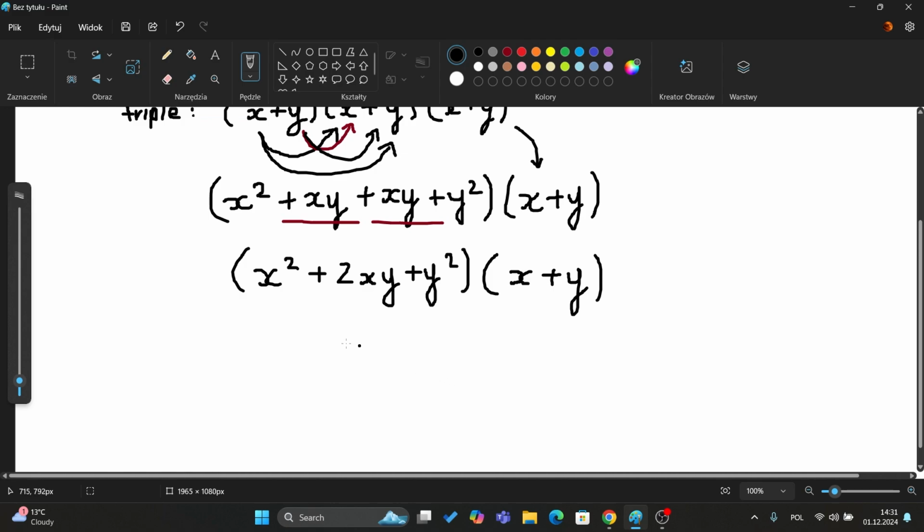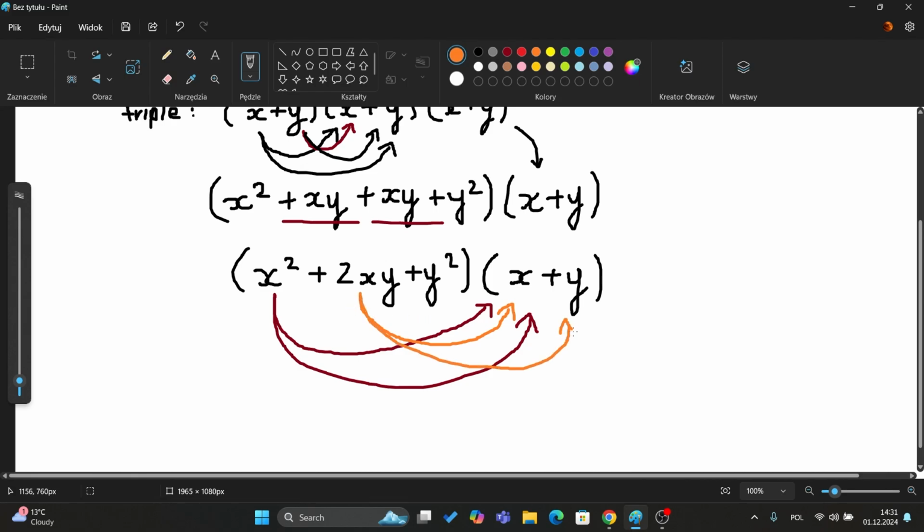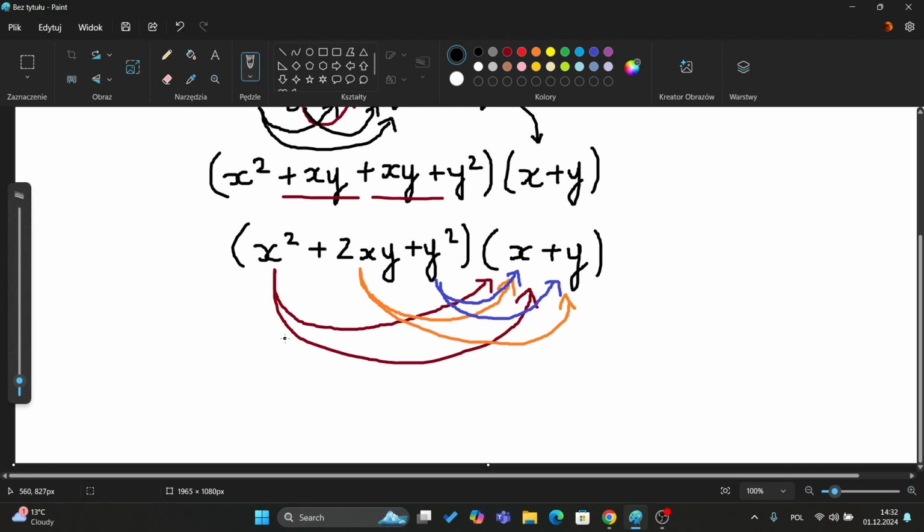What happens next is we do the same. We just multiply each term of the first bracket with each term in the second bracket. So x squared times x and x squared times y. And then we do the same with 2xy times x and 2xy times y. And then with y squared times x and y squared times y. So we're going to do this.